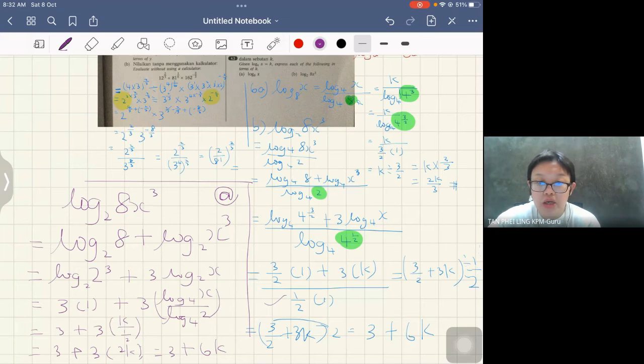So yeah, in this case, the base 2, because 8 is 2 power 3, makes this first part simpler rather than you having to deal with this. Both ways are also okay. Depends on which one you like.